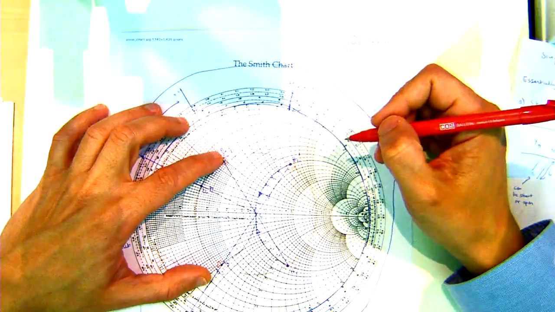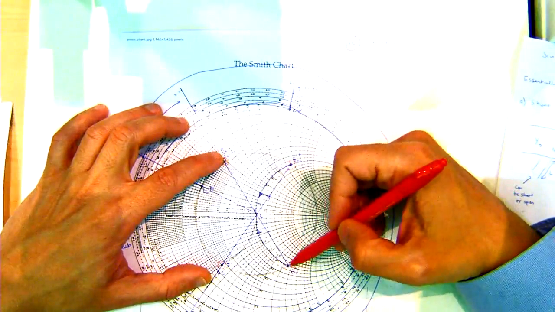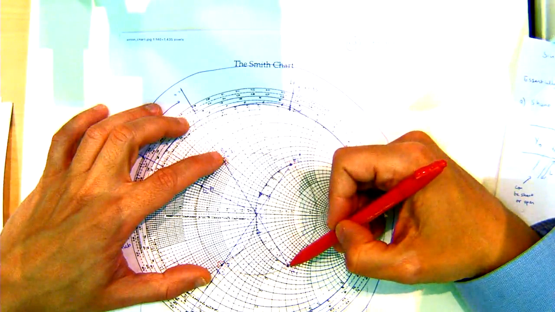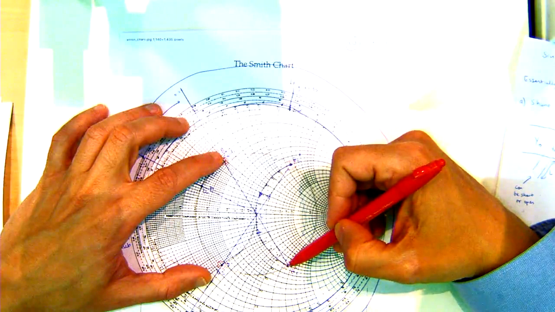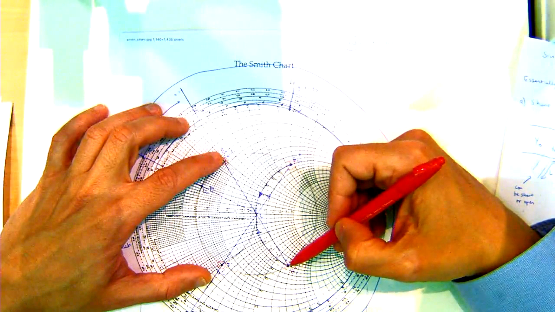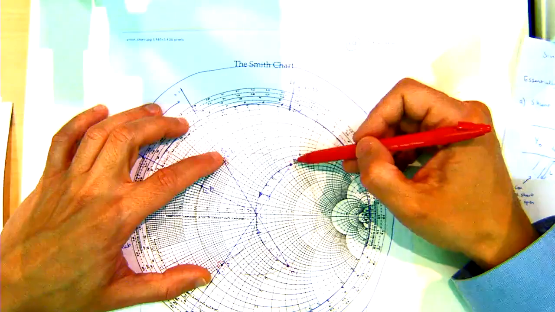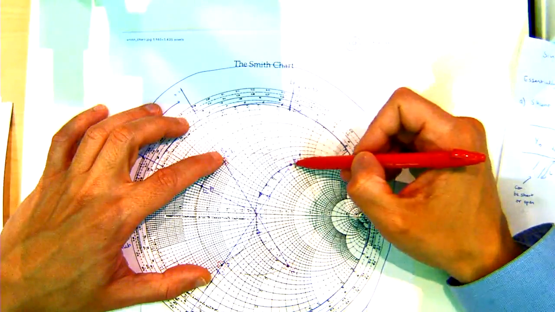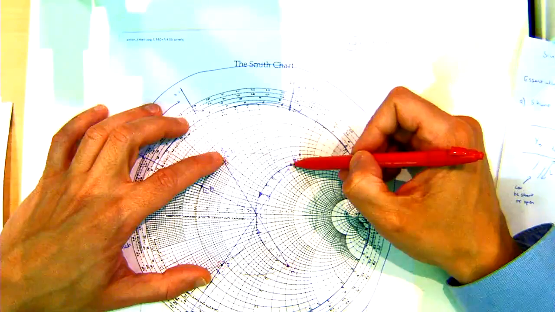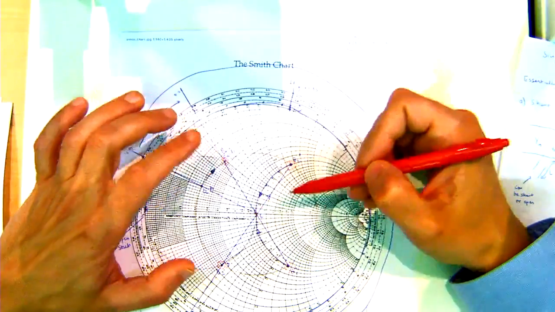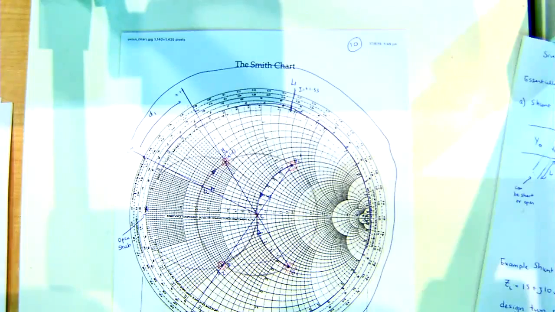So we've got one, we're down here, so we need to add positive. This is negative 1.33, so we've got to add positive 1.33, and the other one is positive 1.33, so we're going to add negative 1.33 to cancel that out to be here. Right. How do we determine what the length of those stubs is going to be?